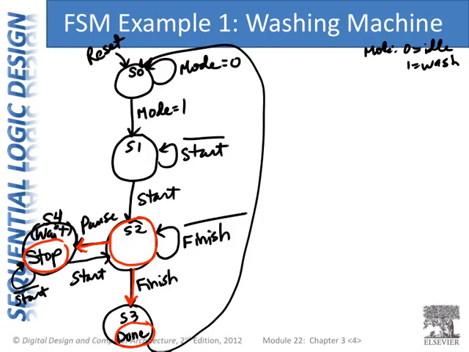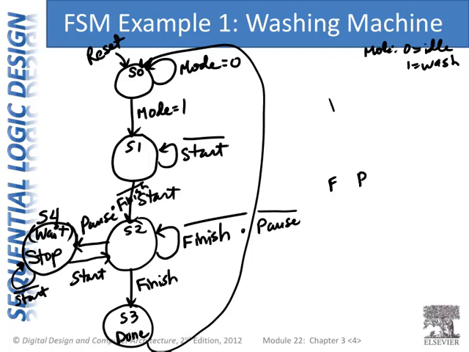So to fix it, we need to get rid of that conflict. For this one, we could say pause and not finish. And this one can be not finish and not pause. So now we can check it. We have these inputs. I'll just put F and P for finish and pause to make it easier: F equals finish, P equals pause.